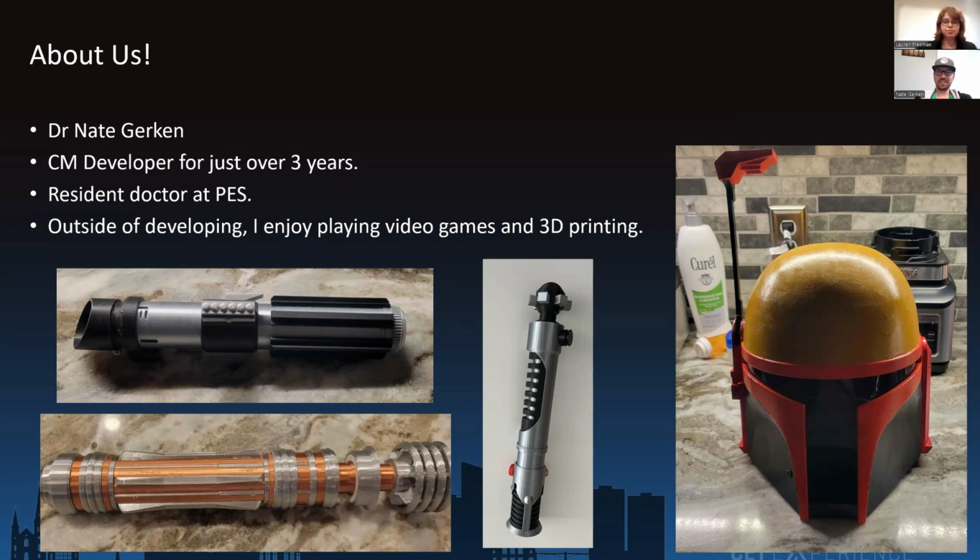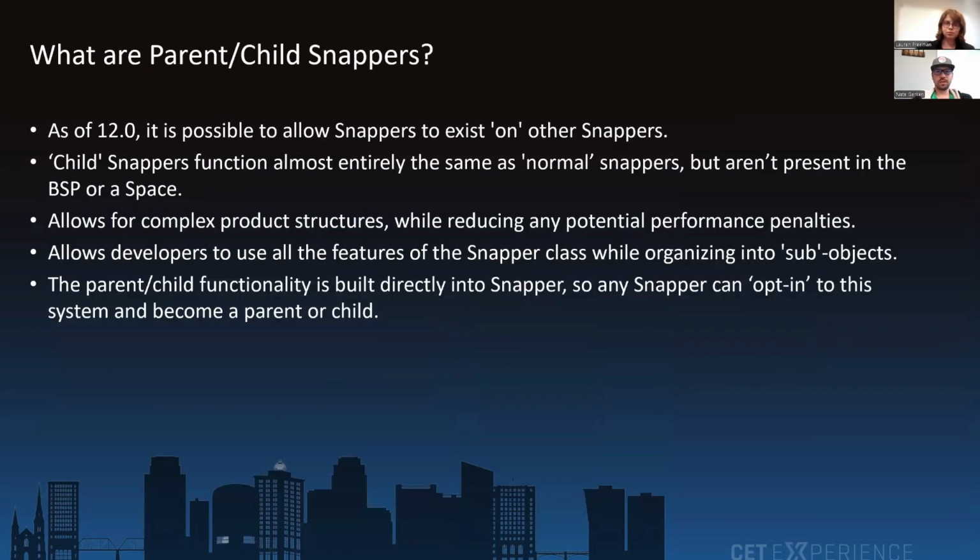Super cool. So getting into the actual meat of it. So, to start, what are parent-child snappers? As of 12.0, it is now possible to allow snappers to exist on other snappers. Child snapper functionality is almost the same as normal snappers, but they aren't present in BSP or a space. And just in general, the owner snapper is the parent, and the contained snappers are the children.